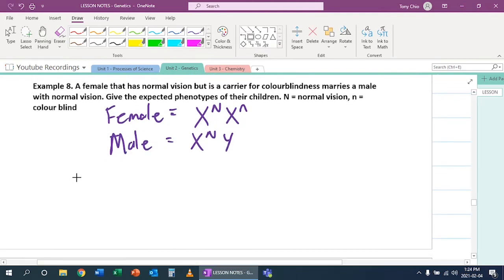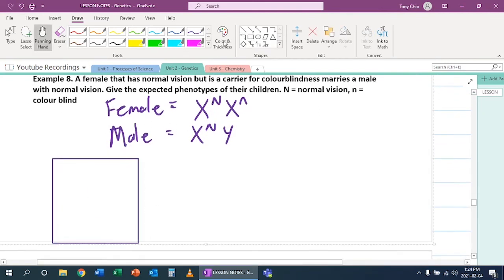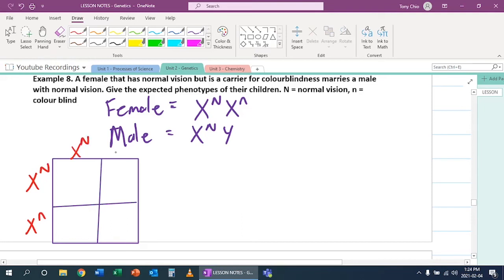So let's create a Punnett square for this scenario. What would be the phenotype and genotype ratio here? So let's take a look. We have X capital N, X lowercase n, X capital N, and a Y. In our first box is X capital N, X capital N. Our second box is going to be X capital N, X lowercase n. Third one is X capital N, Y. And the last one is X lowercase n, Y.